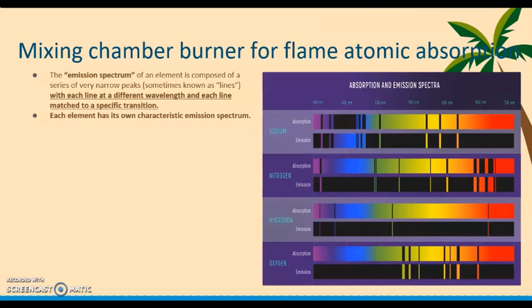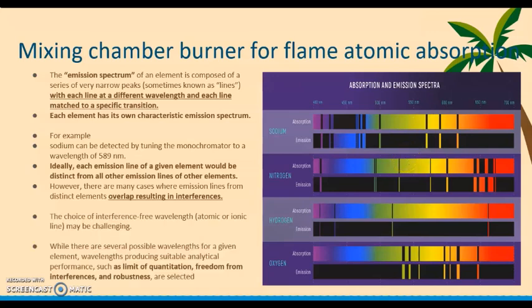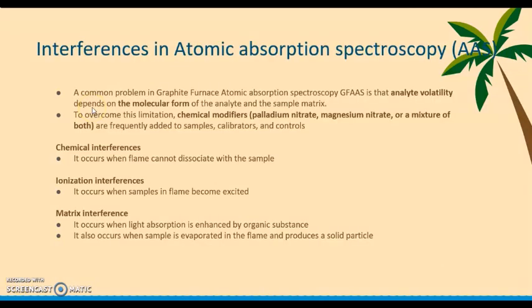Each element has its own characteristic emission spectrum. So for example, our sodium, we can see it at a wavelength of 589 nanometers. Sometimes they overlap, resulting in interferences. What we often do to avoid these wavelengths is to make use of a limit of quantitation, freedom from interference, and robustness. So to overcome this, we may make use of a chemical modifier.